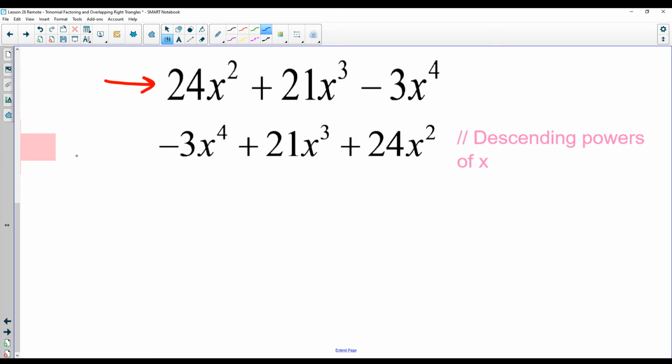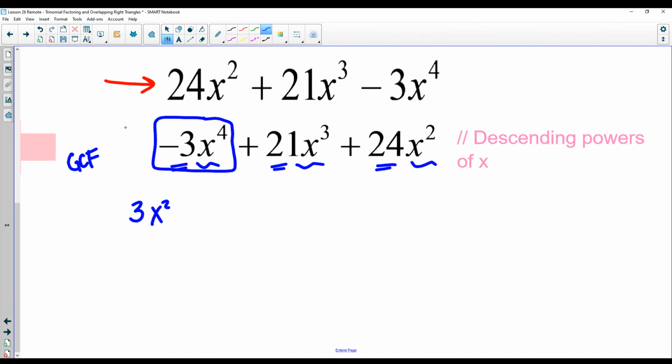We have to factor out a GCF. Okay, greatest common factor. First, look at the x's. What's the highest power of x that's common to all? So that would be x squared. Okay, now look at the numbers. The biggest number that you can factor out of 3, 21, and 24 is going to be a 3. However, we're going to factor out a negative 3 in order to make this first term positive. Okay, we want to make it positive. So we're going to factor out a GCF of negative 3x squared.